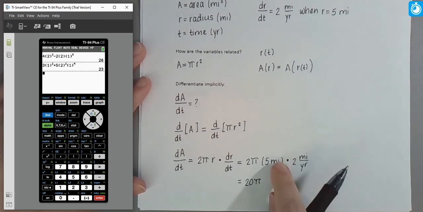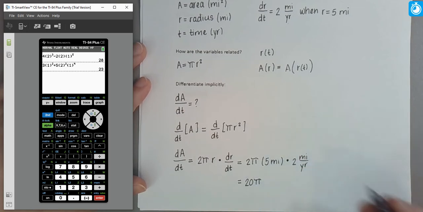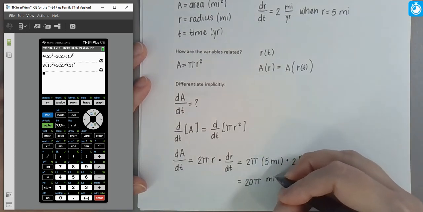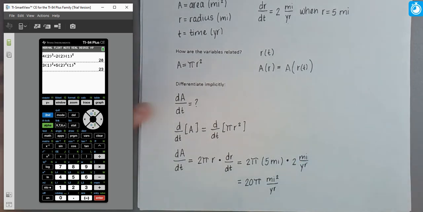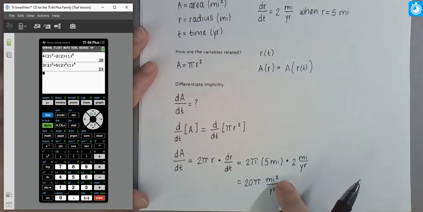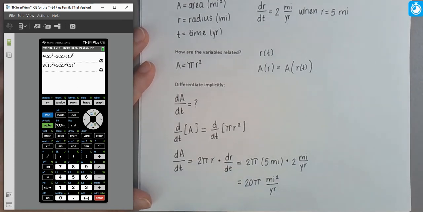Now what about the units? So we have miles, and we're multiplying by miles per year. So that's going to be miles squared per year, which makes sense because we're taking area with respect to time. Well, area is in miles squared and time is in years, so the rate we have makes sense. What does this really mean though? That's not very meaningful in terms of how things are really changing.